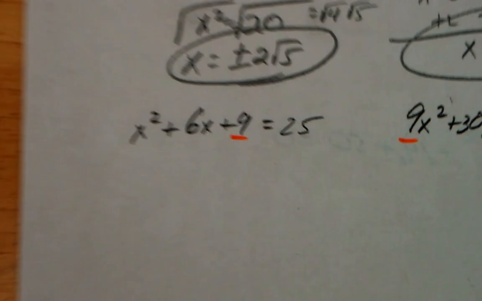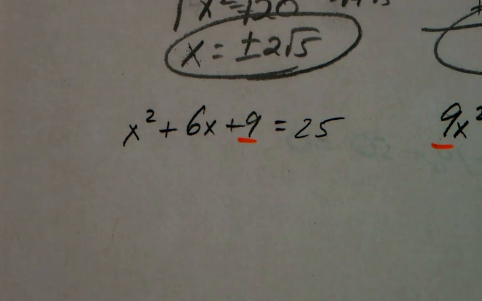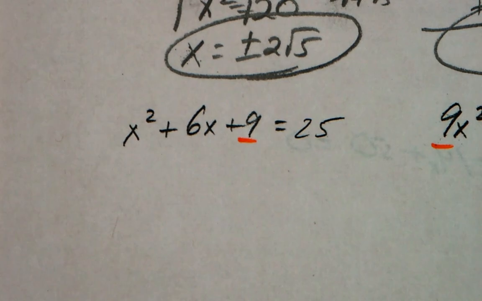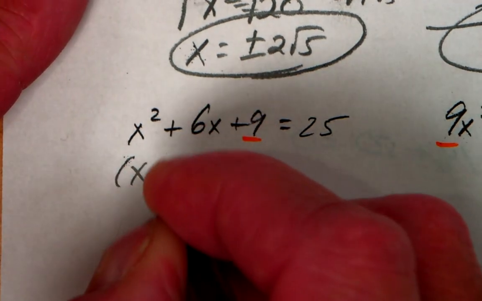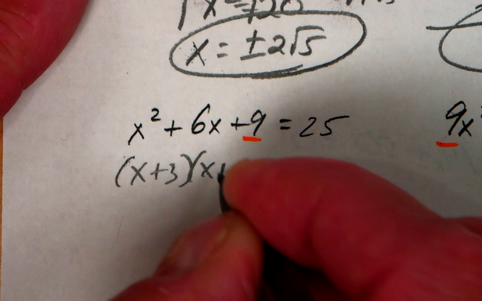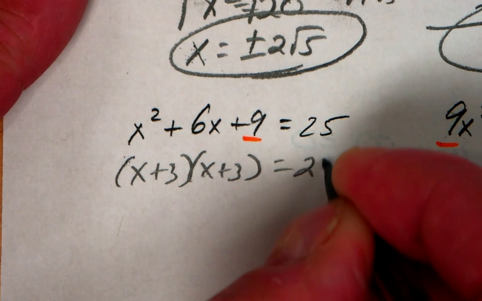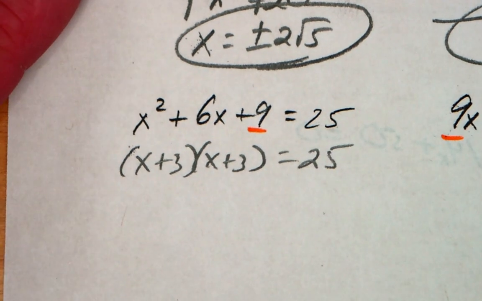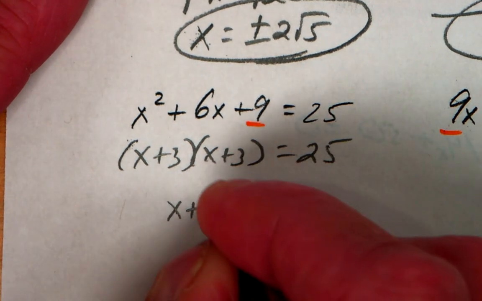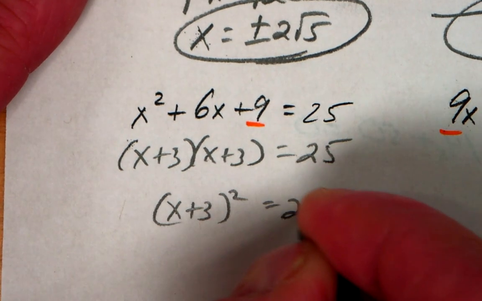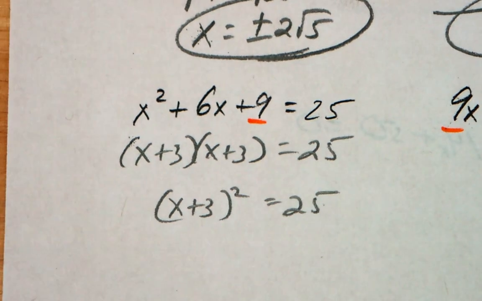So what I'm going to do, let's try and factor it. We're going to factor this x squared plus 6x plus 9, because you guys have told me that this is easy enough that if we square root both sides, it's probably worth being able to rewrite it. So I get x plus 3 times x plus 3 equals 25. How can I rewrite x plus 3 times x plus 3? Squared. Go for it. Finish it.